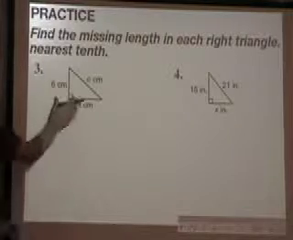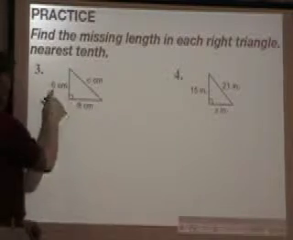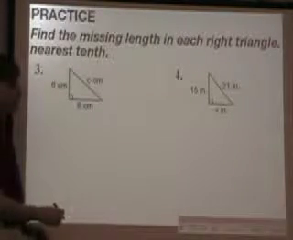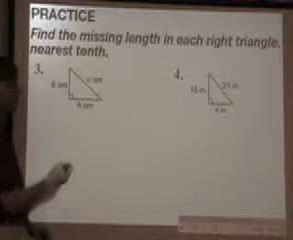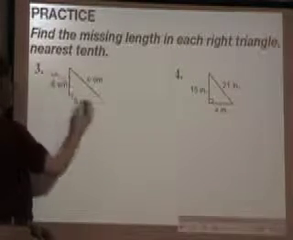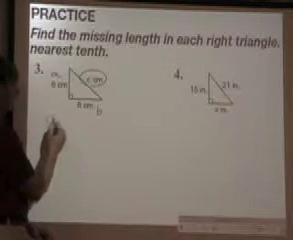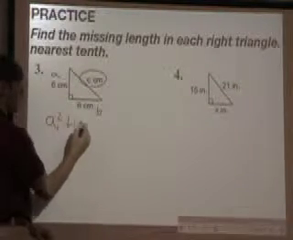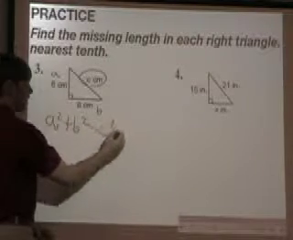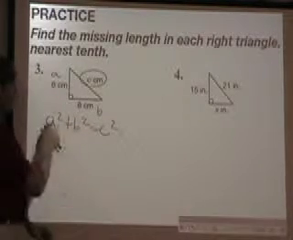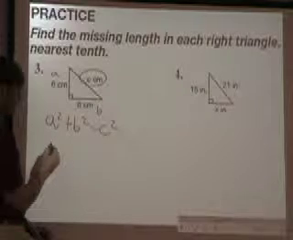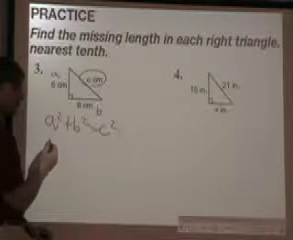Alright, so on this example that we have here, 6 is our what? Which is what letter? A. This is A, this is B, and then they told you this was C, right? So we've got A squared plus B squared is going to equal C squared. Right? Now, what's A squared? 6. No, what's A squared? What's 6 squared?